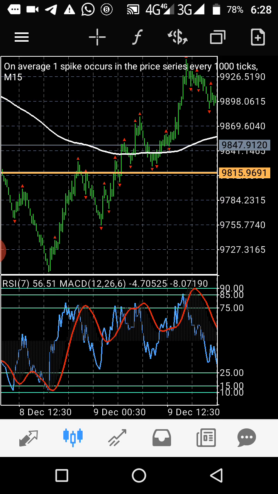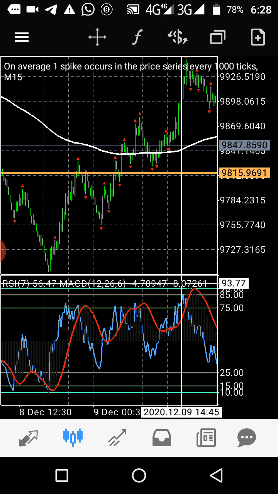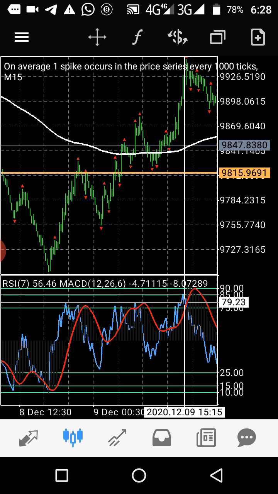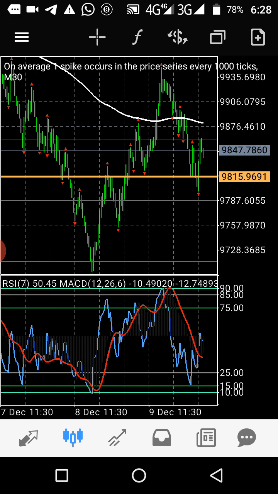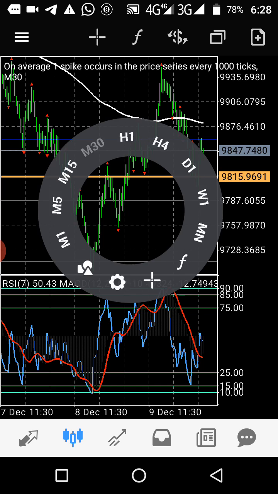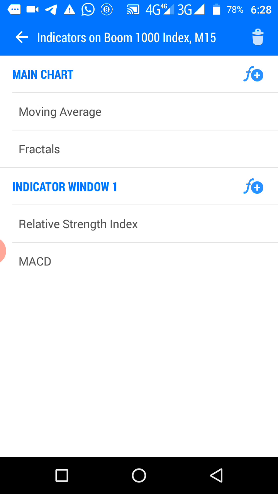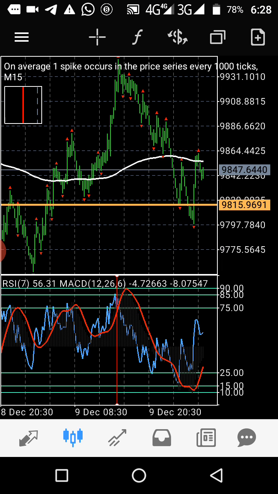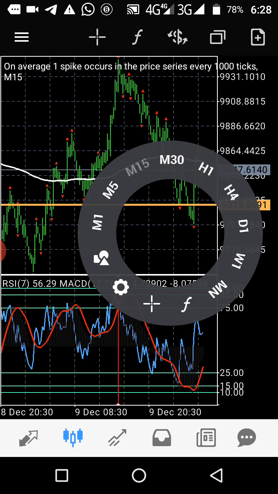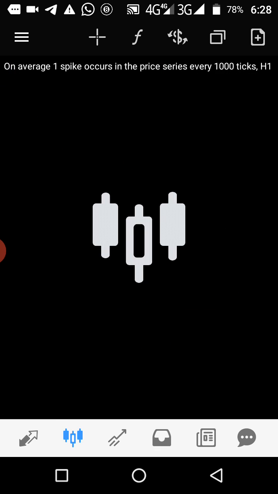Now, what do you do when you have the crossing of MACD and RSI above 75 on 15 minutes? You go to your 30 minutes and see whether the crossing also occurs at the same time. Let me do something here and see whether the crossing also occurs at the same point. Yes.